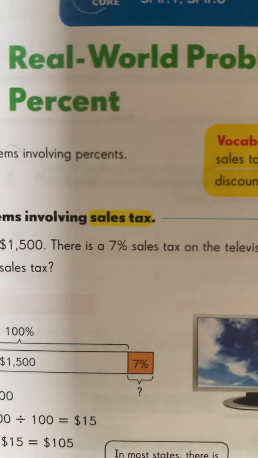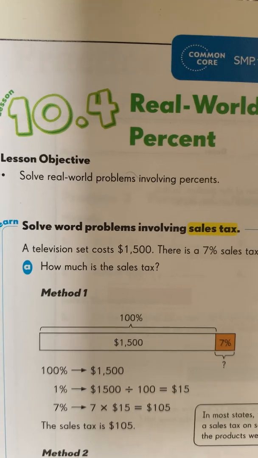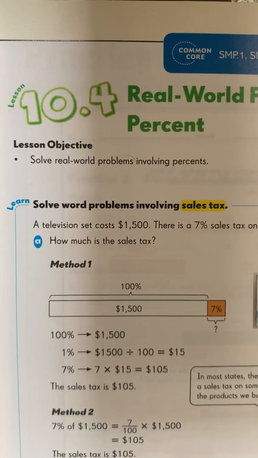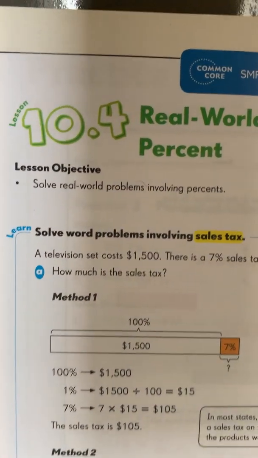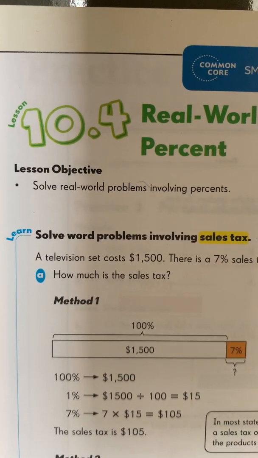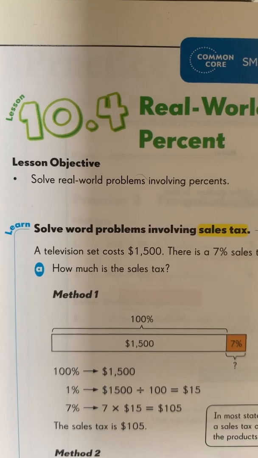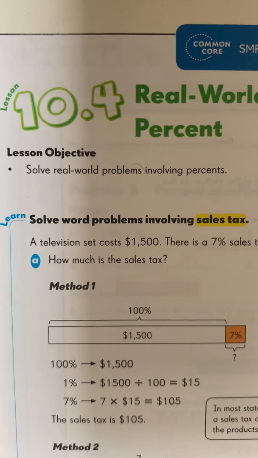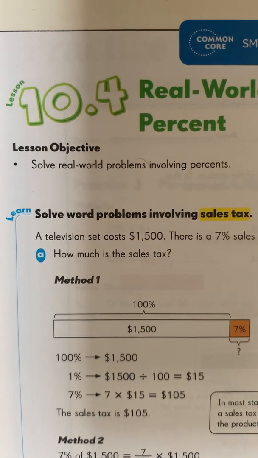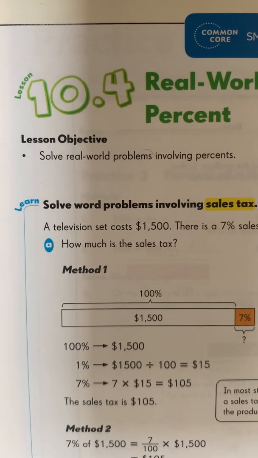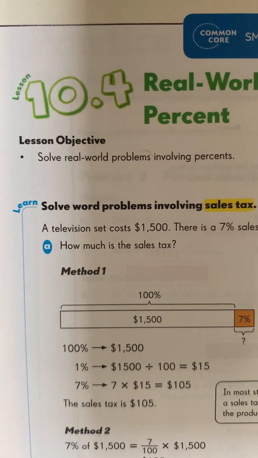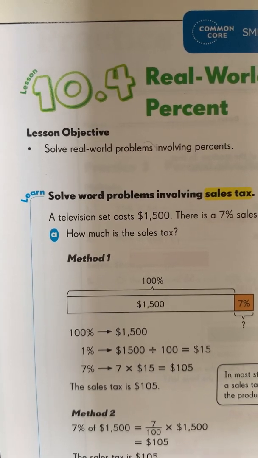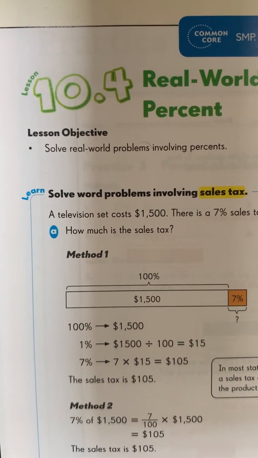Well, I know the percent, right? I know it's 7%, but I need to know the dollar amount to figure out how much I'm going to take to the cash register when I buy my TV. So let's look at method 1 first, okay? This strategy is similar to the strategy that I taught to you in the previous couple of lessons. So first you're going to identify the whole, which is 100%, and you're going to use the unitary method to find 1% of the whole. Then you're going to multiply by the number that represents the percent in the sales tax, okay?